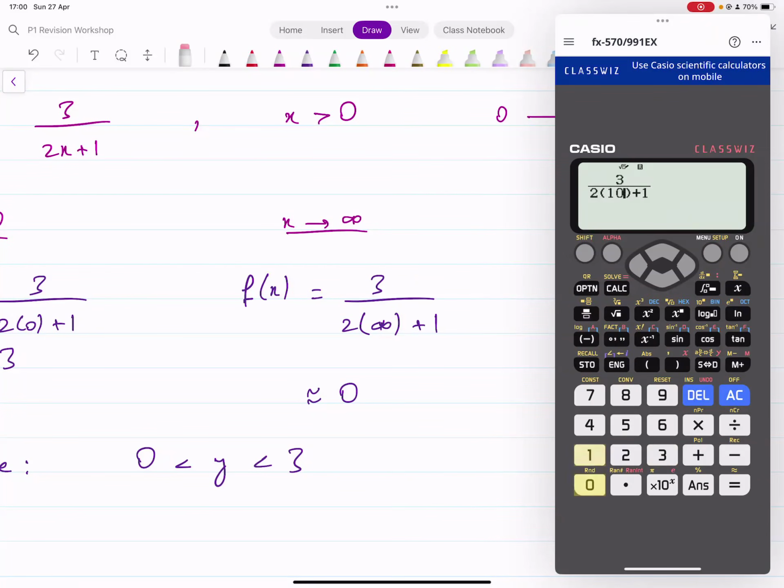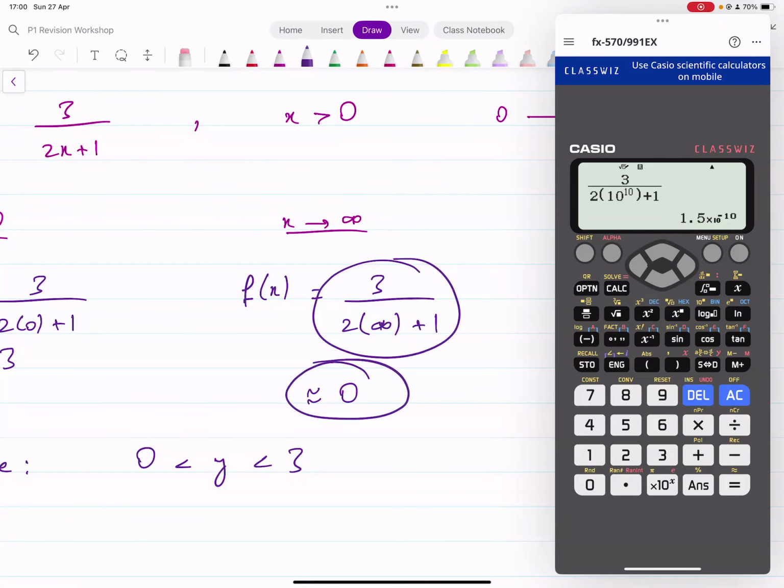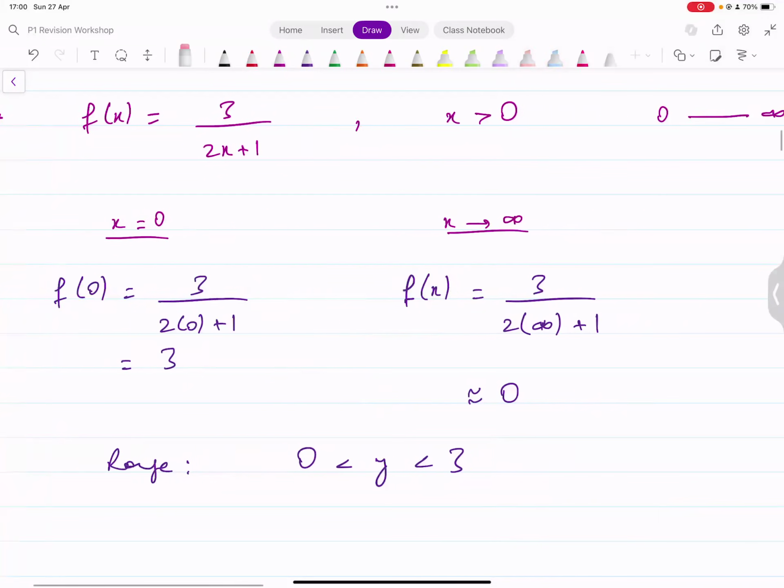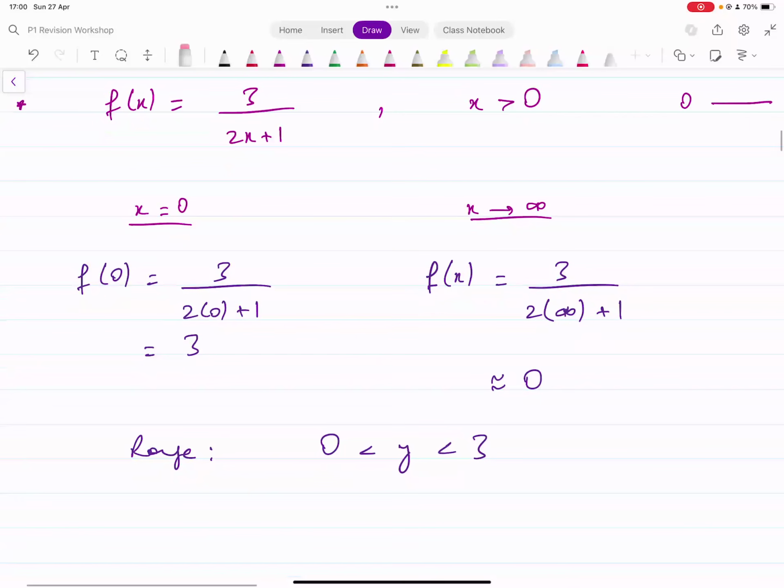For example, I can input 10 raised to the power 10 in place of x here. The value turns out to be 1.5 into 10 raised to the power minus 10. 10 raised to the power minus 10, that's an extremely small value. So that's basically telling you that this value is going to be approaching 0. It will be very close to 0, right? So you can think about this from your calculator as well. But just remember, when you have infinity in the denominator, the result is going to be extremely small and it's going to approach 0 eventually.